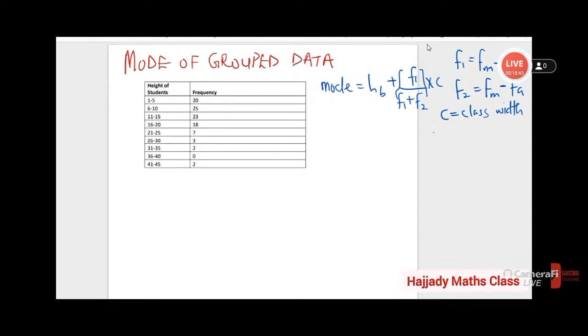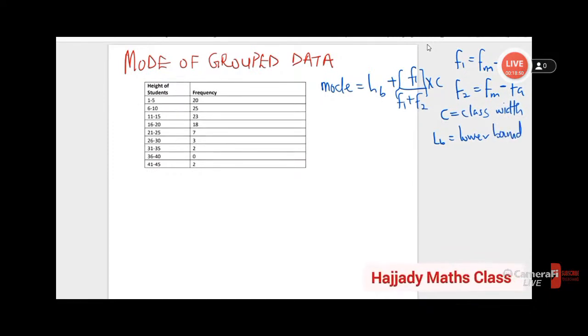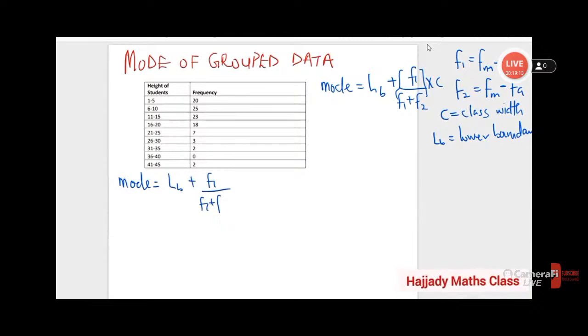And LB is the lower boundary. So these are the parameters that we have. Now we are going to use this to compute the information given to us there. Now for us to do this, we are making use of the same formula here. We have that our mode equals LB plus F1 over F1 plus F2 multiplied by C.